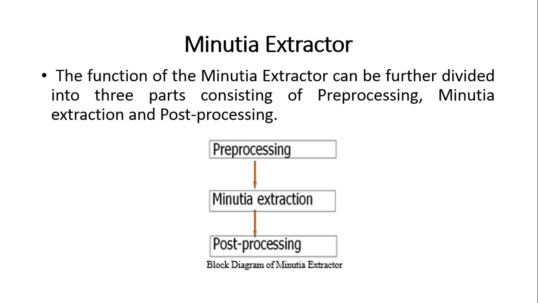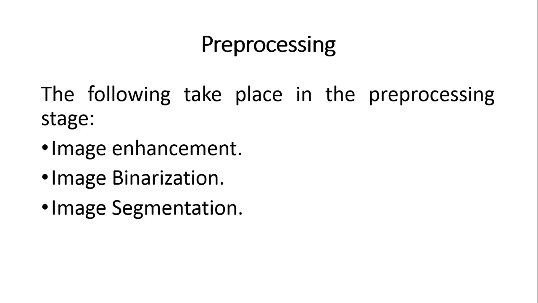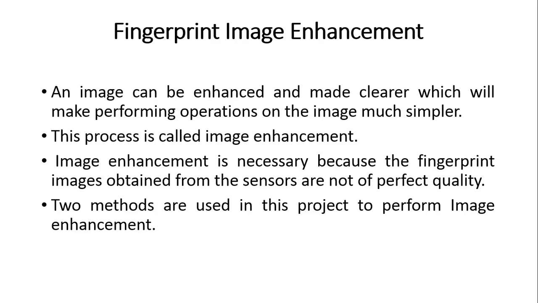The function of a minutia extractor can be further divided into three parts: pre-processing, minutia extraction, and post-processing. In pre-processing, we have three other steps: image enhancement, image binarization, and image segmentation. Image enhancement is the process of making an image clearer, thereby making operations on the image much simpler. There are two methods that are being used in this project to perform image enhancement.